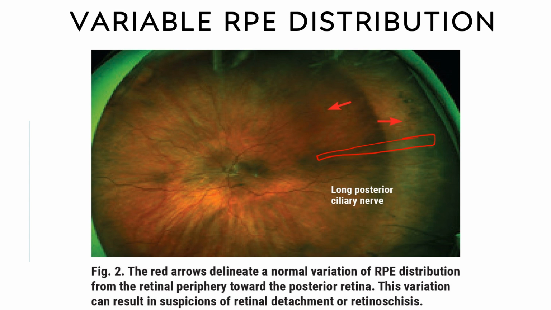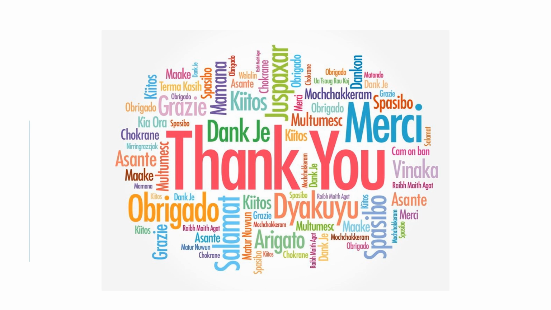Now, sometimes there might be, in some cases, a normal variation of the RPE distribution. That means the RPE might be densely present near the central retina and the mid peripheral retina, and in the far periphery the pigment might not be distributed as densely, right? So this leads to a variation in the color of the retina, and that might be falsely diagnosed as retinal detachment or retinoschisis, right? So that is one point that I want to tell you about the variable RPE distribution. That was regarding the topography of the peripheral retina and central retina as well.